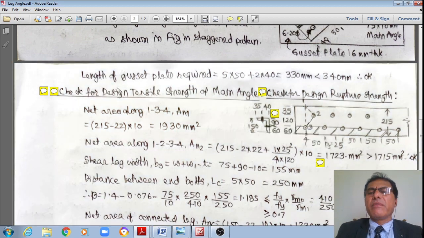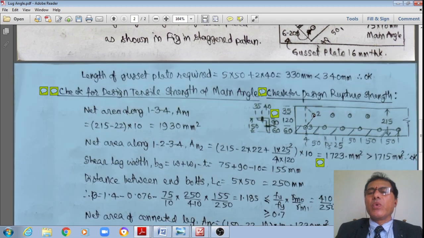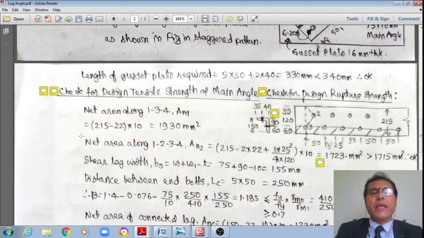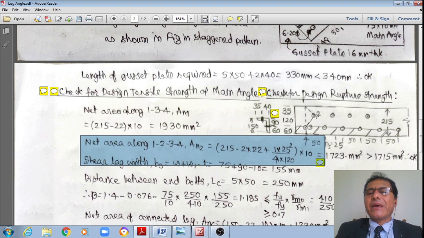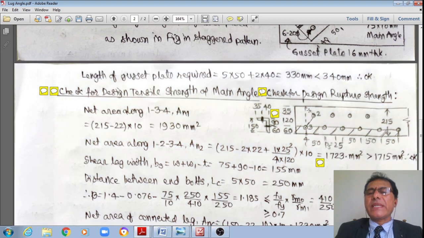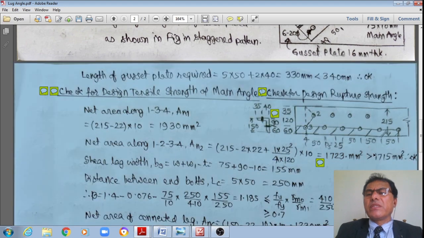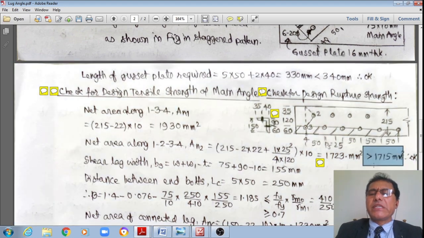Whereas if the splitting is occurring along 1 2 3 4, then the net area along that is equal to 215 minus two holes, 22 mm each. However, one staggered pitch is crisscrossing, so we add the summation over i equal to 1 to n of pitch squared divided by 4g, where 4g is equal to 4 multiplied by 120. That is the effective width, multiplied by thickness 10. It works out to 1723 mm square. However, this is just greater than the net area required, 1715 mm square.